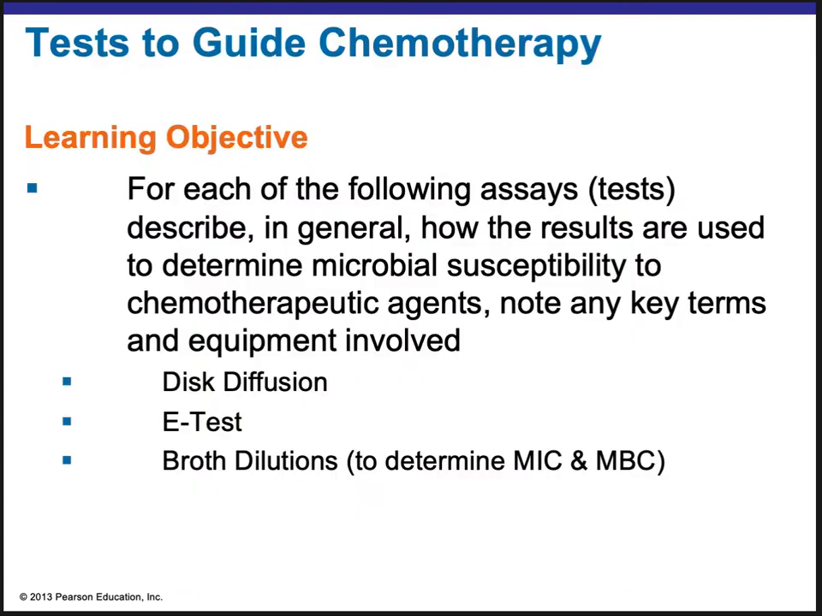Okay, so first we'll talk about some assays. You were introduced to disc diffusion already for chemicals. Now we're going to look at it for antibiotics. And then we'll talk about another method called broth dilution method, and a couple of key terms with that as well. So for each of these assays, disc diffusion, E-test, and broth dilutions, make sure you know the general flow, like what are you using and how are you using it.